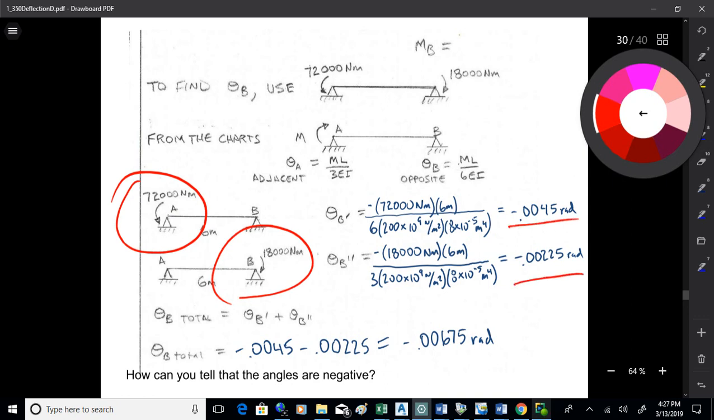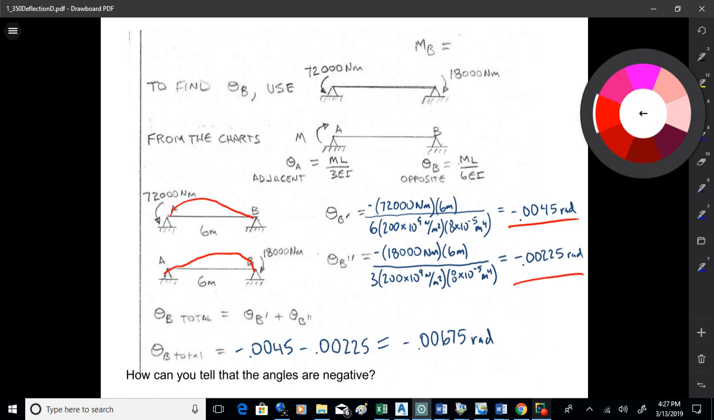And they're both negative because of the way those moments are turned in. They'll both bow the beam up, which gets you to a negative slope. Okay? So that's how that works. When I run the numbers on those, I get negative 0.0045 radians and negative 0.00225 radians. So I just add the two together, and it's negative 0.00675 radians for the sum.